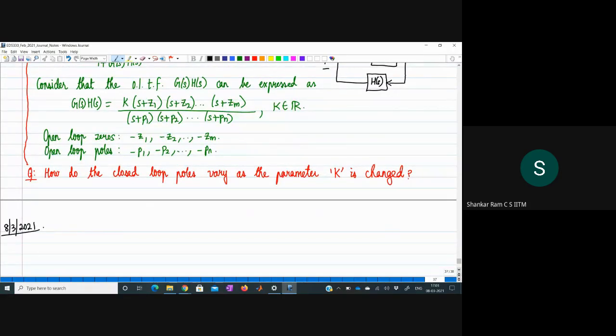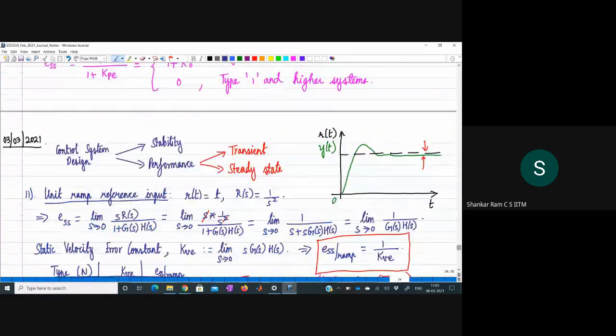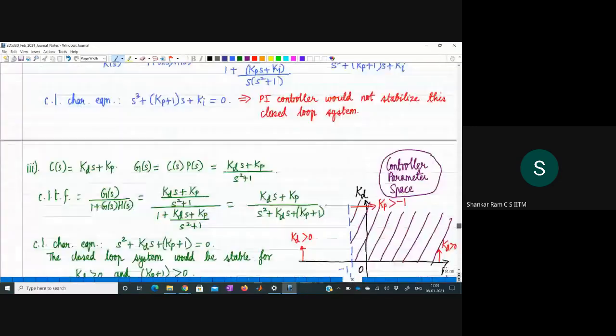Given this, the question that we ask ourselves is how would the closed loop poles change as we vary K? That is the question which we answer by discussing root locus. Typically, this K is a design parameter involved in the control design process. So we will be able to figure out what ranges of that parameter K will result in both closed loop stability and performance.